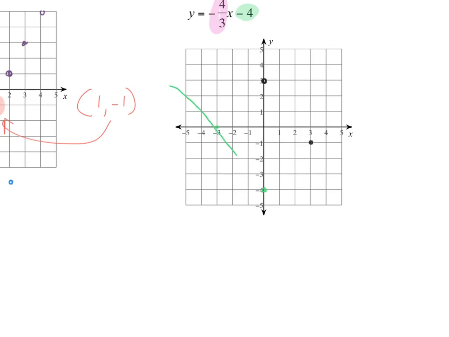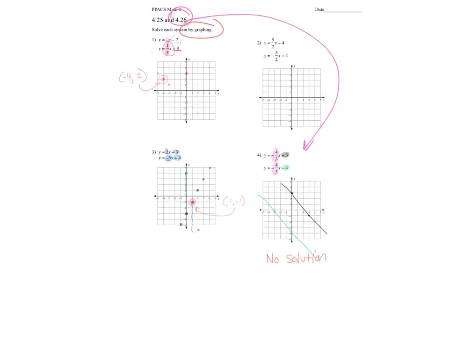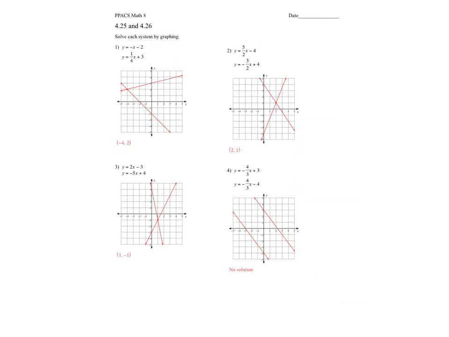So this line is right about here. This line's right about here. So the answer here would be no solution. And that's it. That's how you graph a system of equations. Here's the answer key if you wanted to see it.